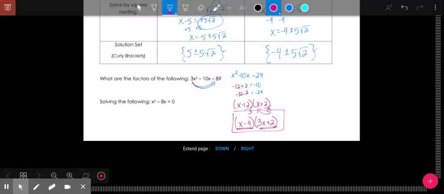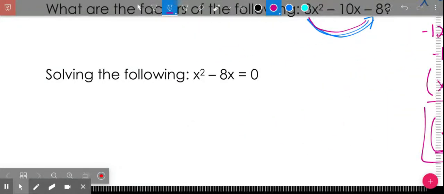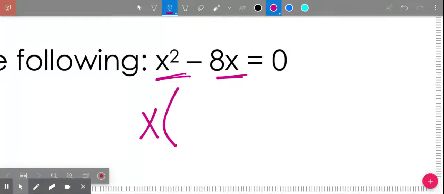Alrighty. Last but not least, it says solve the following. We have x squared minus 8x equals 0. Guys, anytime we need to solve, the first thing we're going to look for is can we factor it? Well, if we look at this, x squared and negative 8x do have a greatest common factor. So we're going to take that out first. They both have a GCF of x. So the x is going to hang out front, and then we're going to put our leftovers back on the inside, and we'll have x times x minus 8 is equal to 0.